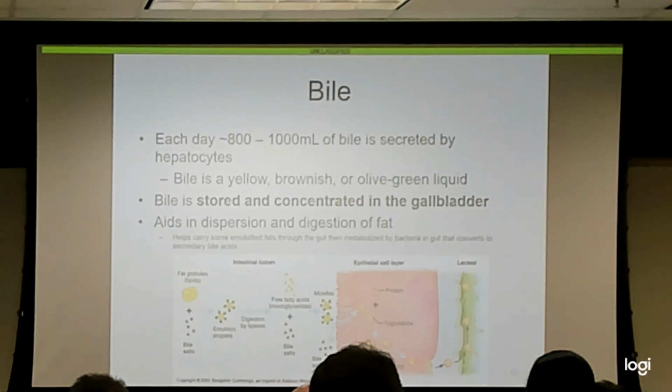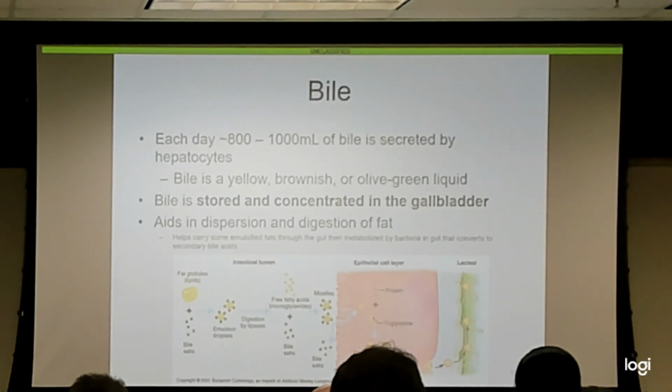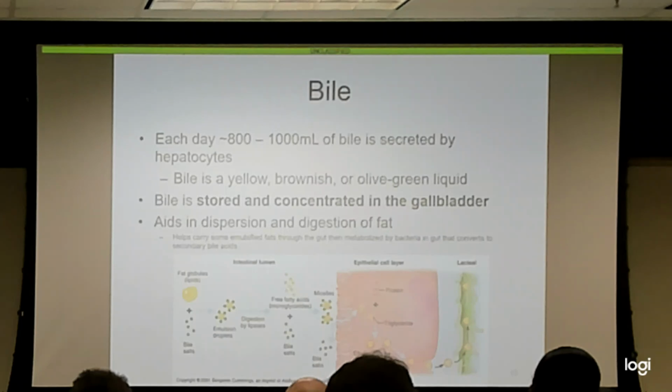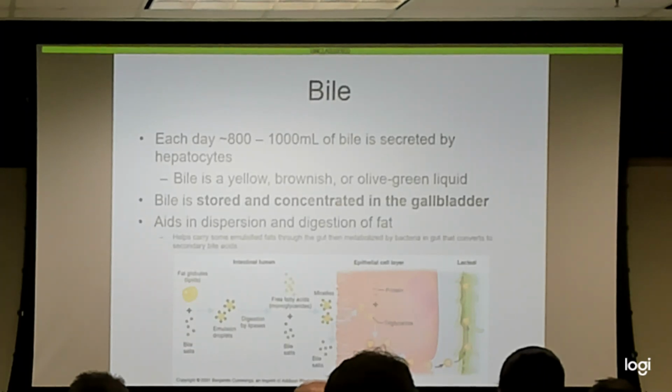I have a little picture there that shows you've got your fat globule, and your bile surrounds that, makes it more hydrophilic so that it goes through the system, and then it breaks off. Your bile acids will go back into the liver to be recycled, and your fat will continue on for absorption.